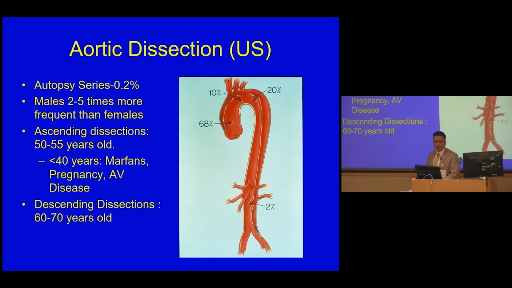Autopsy series have shown that aortic dissections occur in about 0.2%. Males are more likely to have this type of problem or present more frequently than females. Ascending dissections occur commonly in the age range between 50 and 55 years old, and in younger patients if they have connective tissue disorders or pregnancy or the so-called bicuspid aortic valve disease. Descending aortic dissections occur typically in the older population.